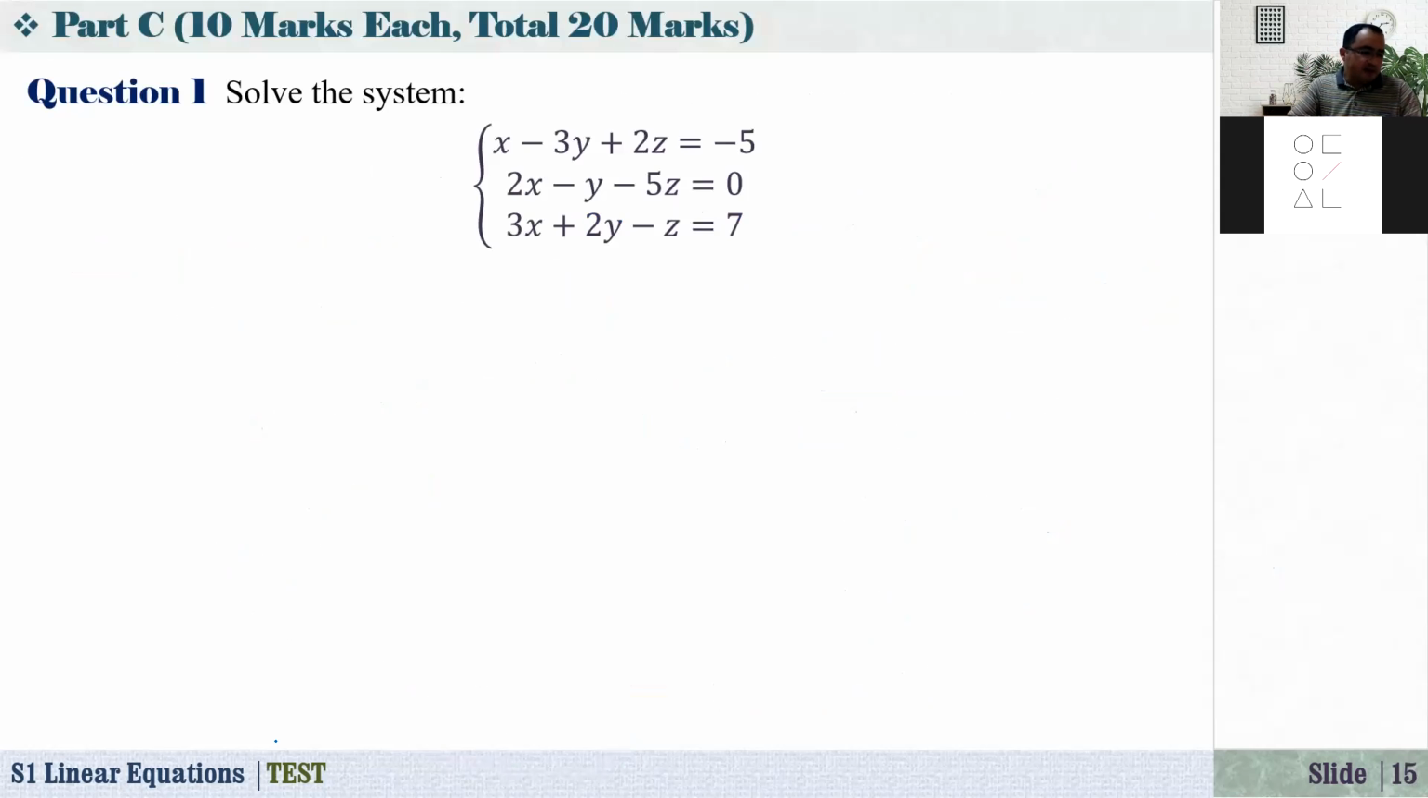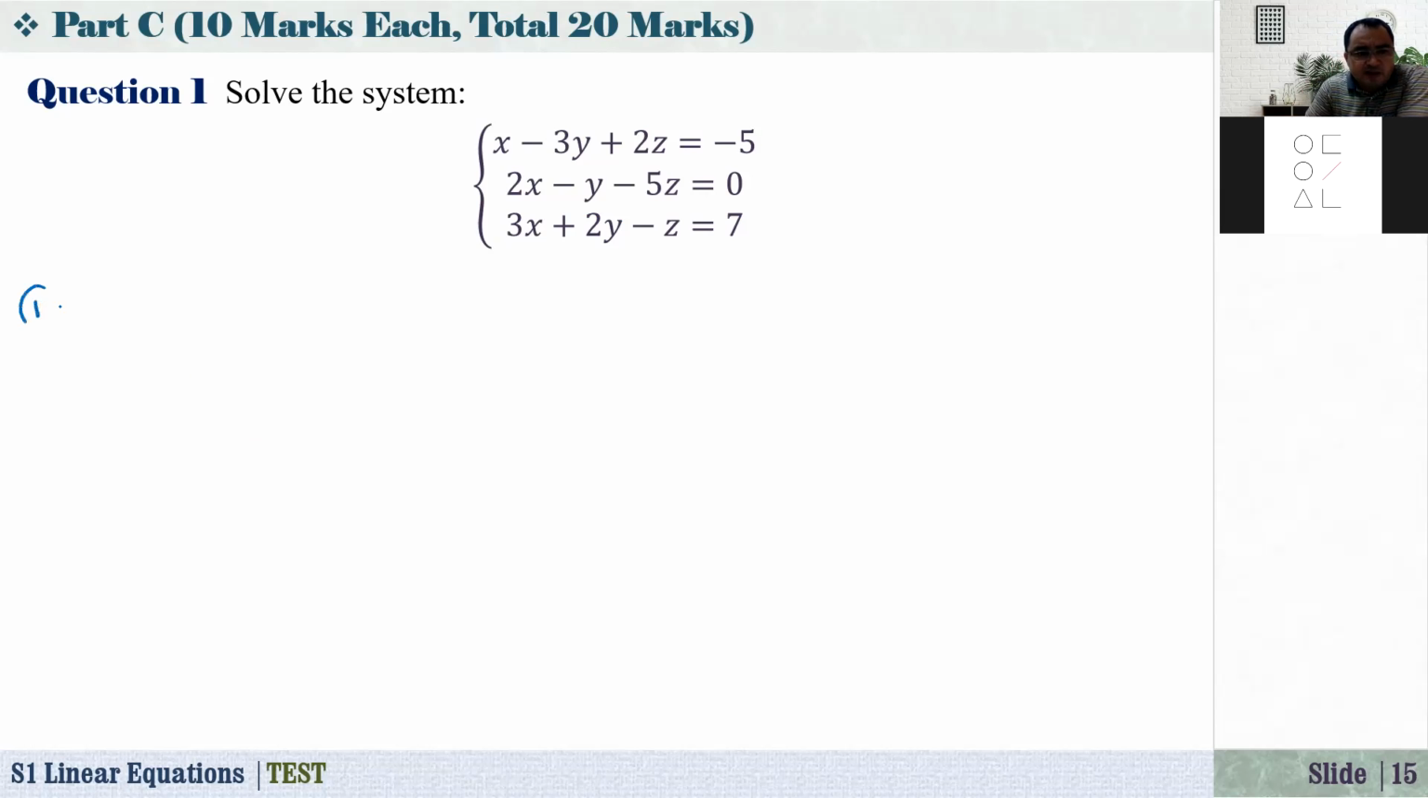Okay, now part C. In part C, we have 2 questions. So, question 1, solve the system. Again, to solve the system, as you know, we are just going to use the elimination method. If we have more than 2 equations, the elimination method for a system of linear equations is a very commonly used method. So first, I am going to eliminate z, and after that, eliminate y, and we will get the value of x. And by back substitution, we will get the value of y and the value of z, and that's it.